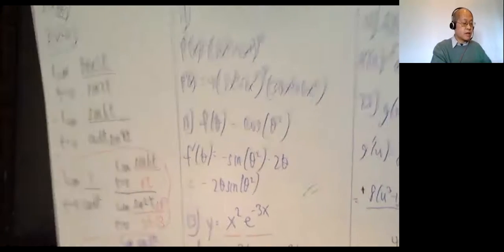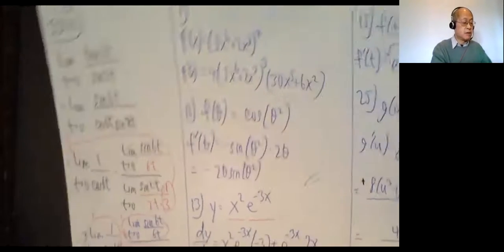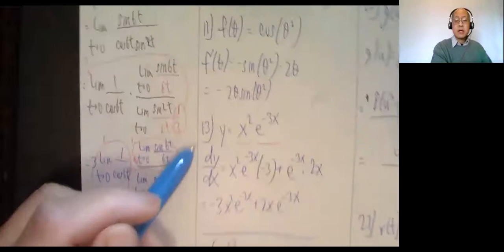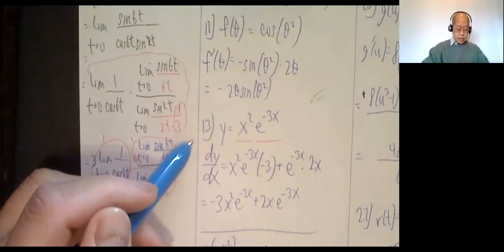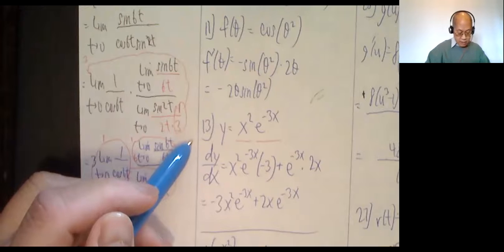All right, so we're doing a whole bunch of these now, more. Okay, 13. y equals x squared e to the negative 3x.